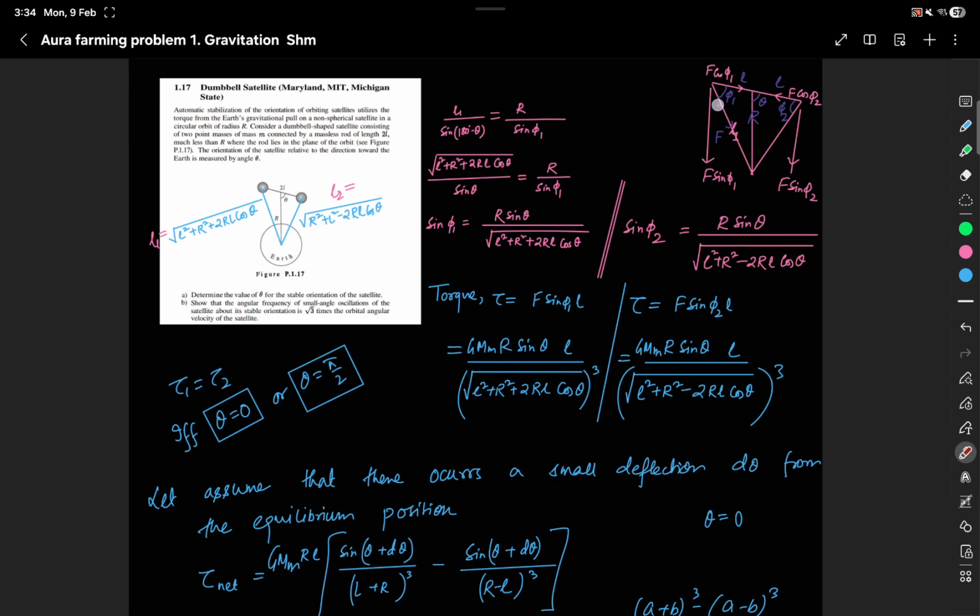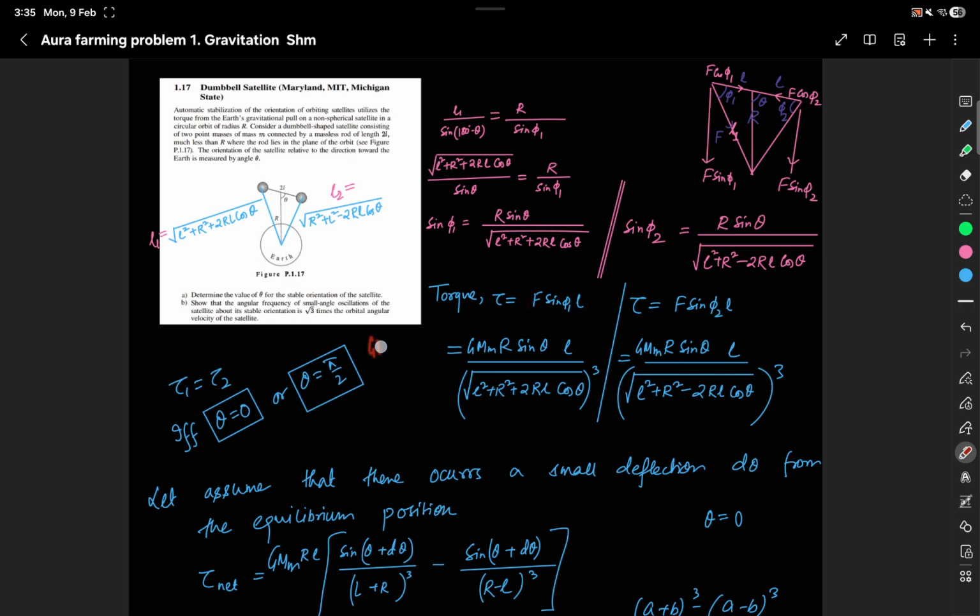Now to replace phi 1 and phi 2, as these were not given in the question, I will be using the law of sines. What is the law of sines? The side of a triangle and the sine of its opposite angle are in proportion. So L1 by sine of 180 minus theta will be equal to r by sine phi 1. So you can write sine phi 1 as r sine theta by L1, and L1 is itself this one. So to find the torque, you can write F sine phi 1 into L.